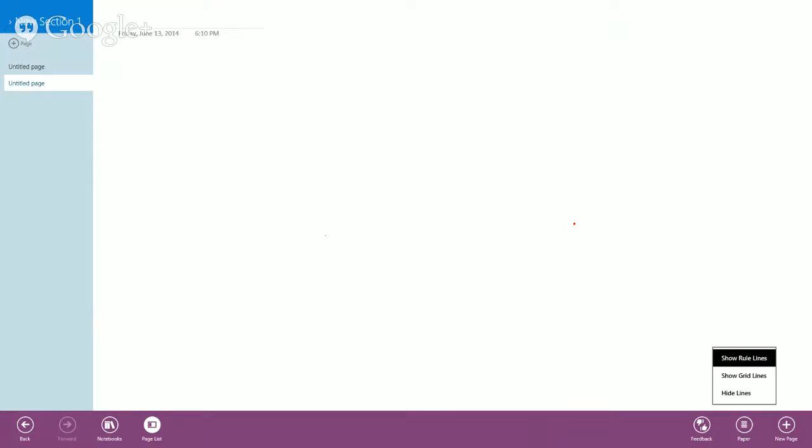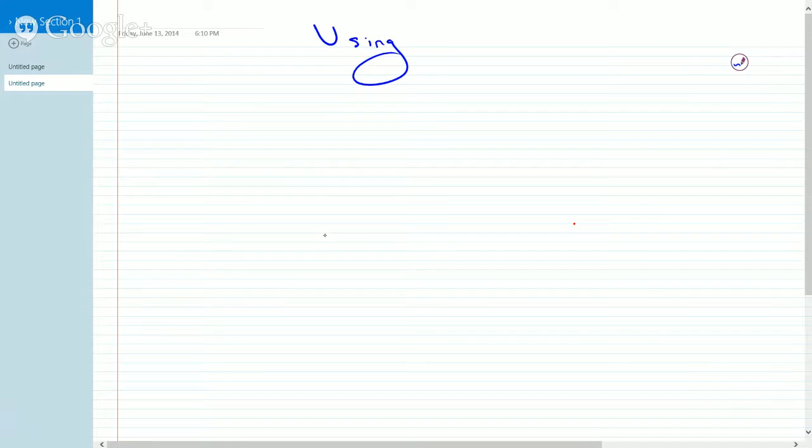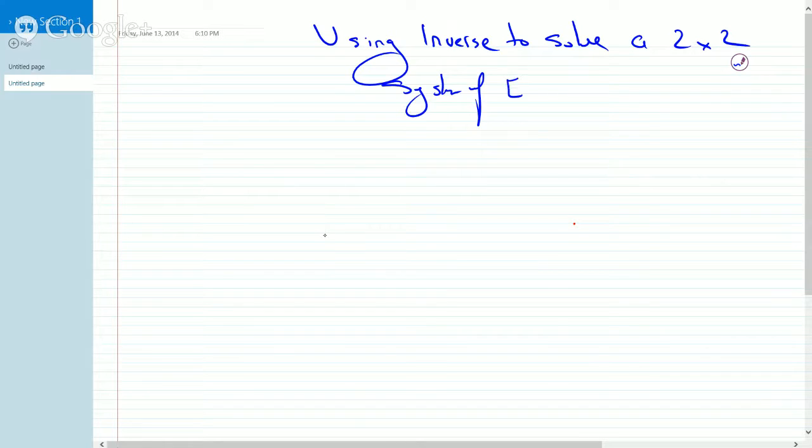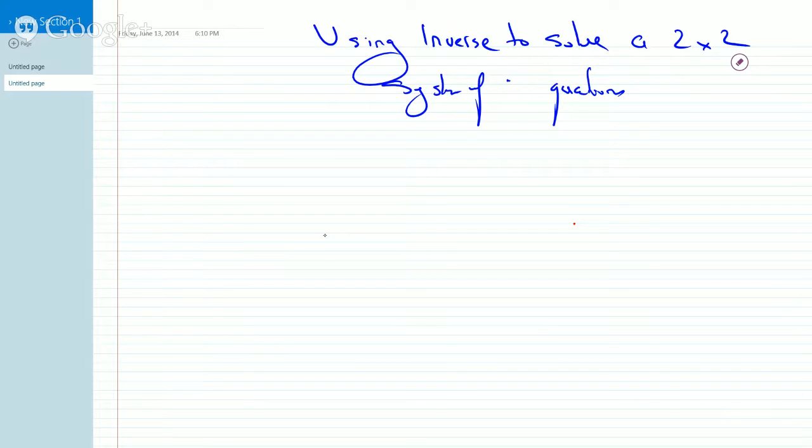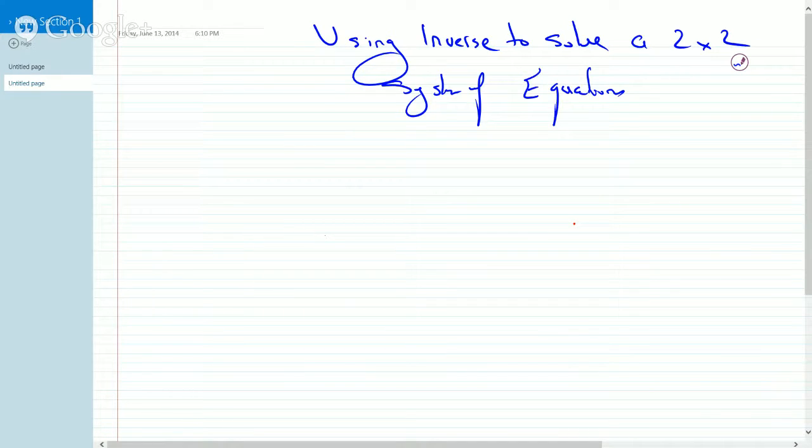Let's show the ruled lines. Okay, so where was that equation that was on there? So using inverse to solve a 2 by 2 system of equations. Was it this one? Can you go to where they have the x and the y thing? Yeah, right there. Okay, so this is the question usually.